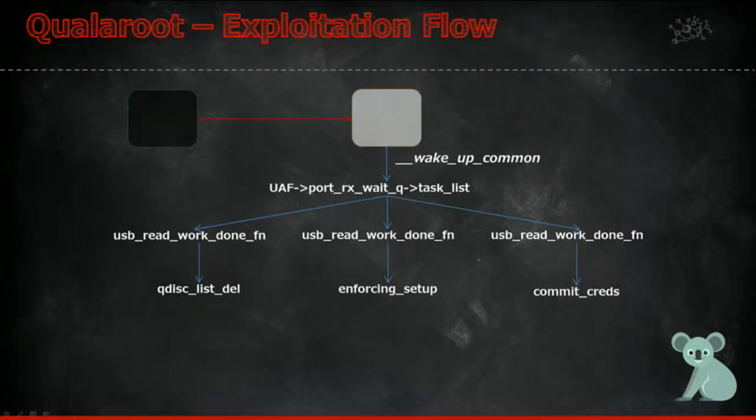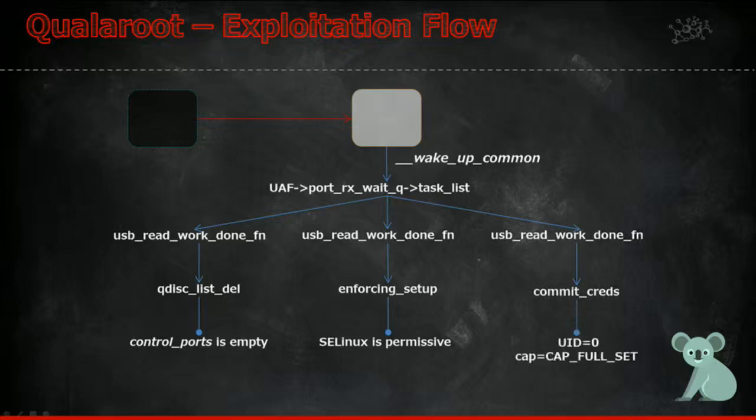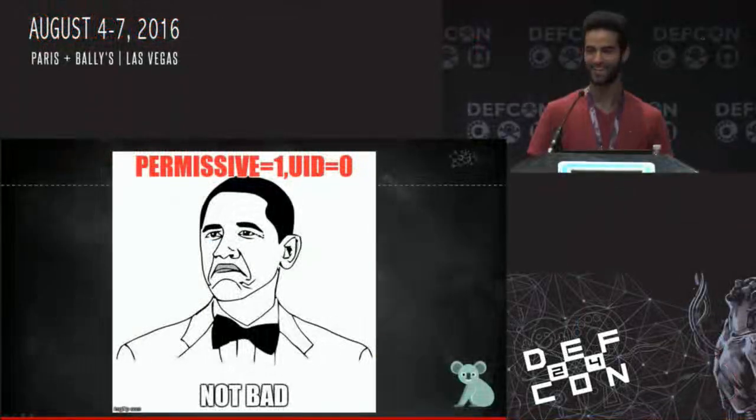The first function that we call is qdisc_list_del. It cleans up the list, so our fake object will no longer be there. In fact, the list will just be empty, so for the use of the list, nothing will crash. Then we call selinux_enforcing_setup, which effectively sets SELinux to permissive. And finally, we call commit_creds, which sets our UID to 0 and gives us the full capabilities available to the system. And we won. Thanks.